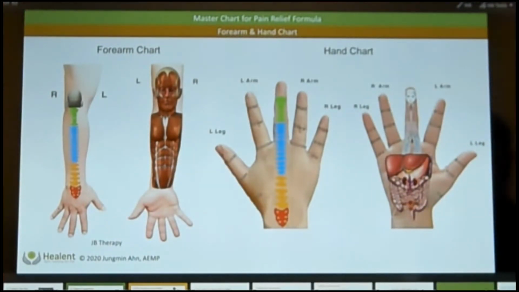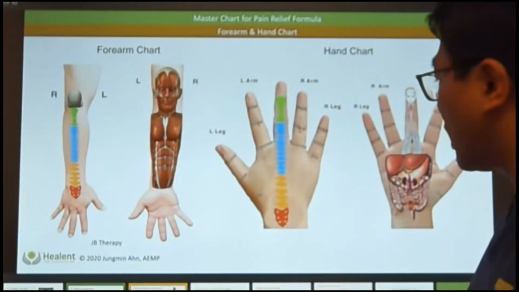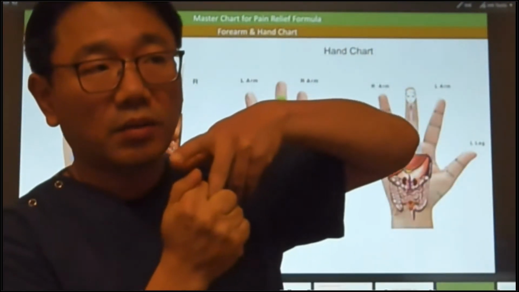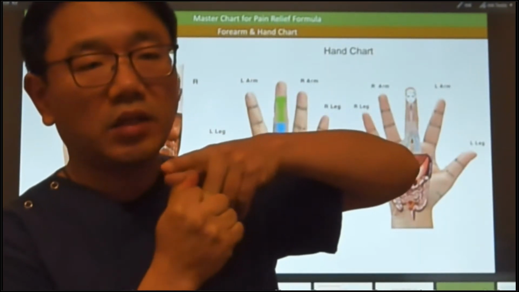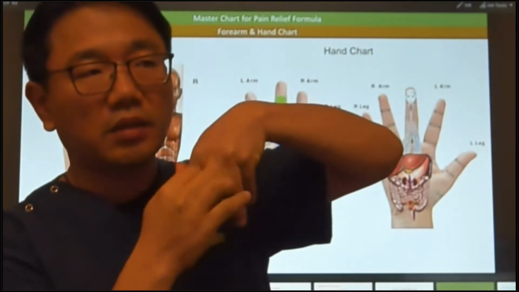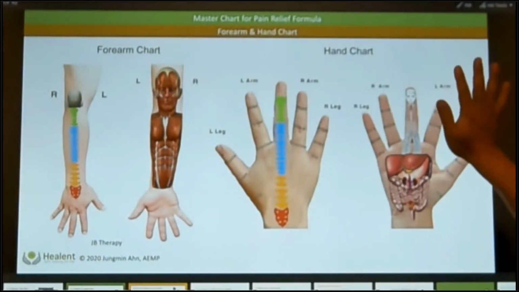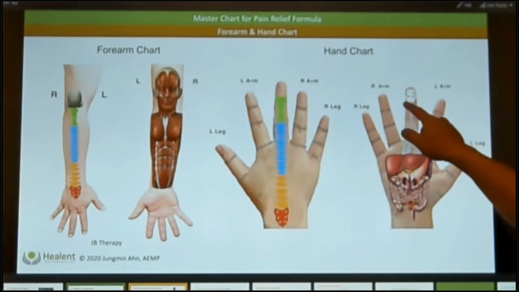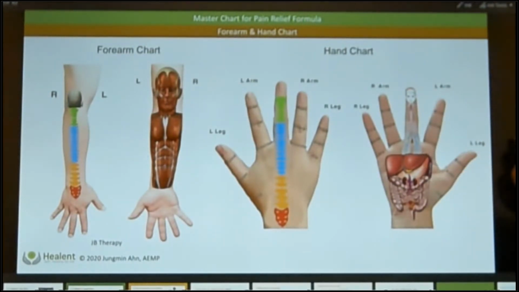And the hand chart is the same thing as here. This is the neck, upper back, and lower back. If you have neck pain, at the third finger, you can press around here and find the tender point, and then apply the acupressure there. This is your upper back, your scapular area between the shoulders. And this is the front side of the hand. This is your head, this is your lung, and this is your digestive organs.